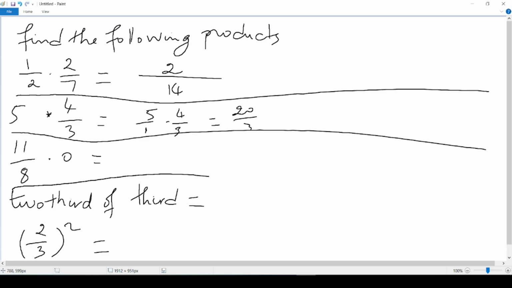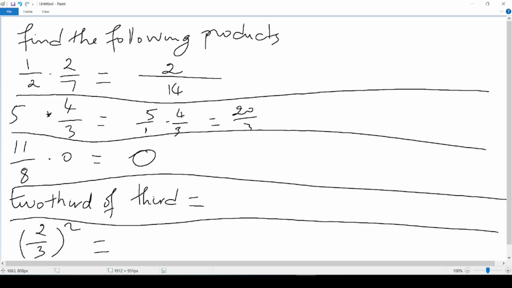All right. The third one, 11 over 8 times 0. Any number multiplied by 0 is 0, so we don't have to do any work out. So 0. Multiplying any number, any fraction, anything by 0 is 0. So the following, we have 2/3 times a third, which is 1 over 3. So the answer is 2 times 1, 2, 3 times 3, 9.